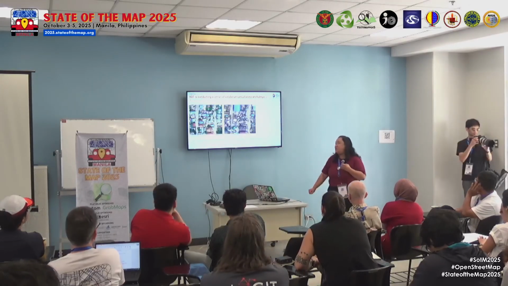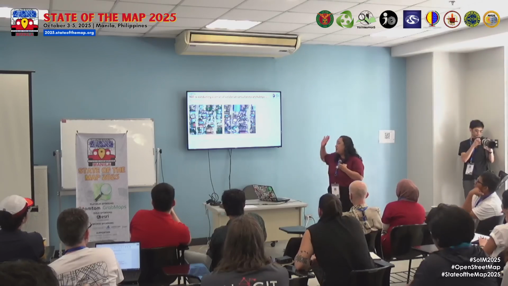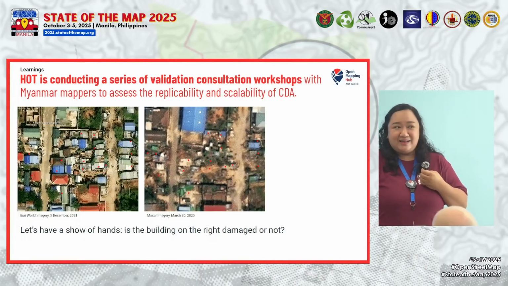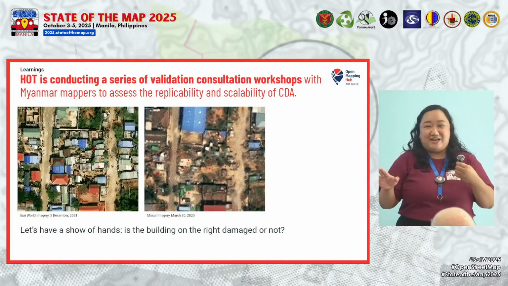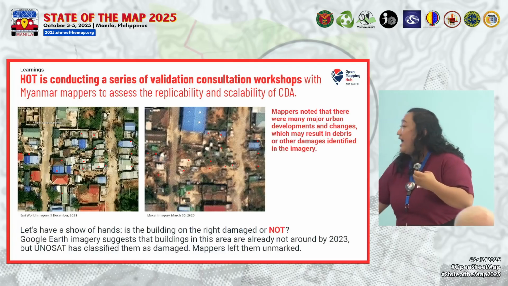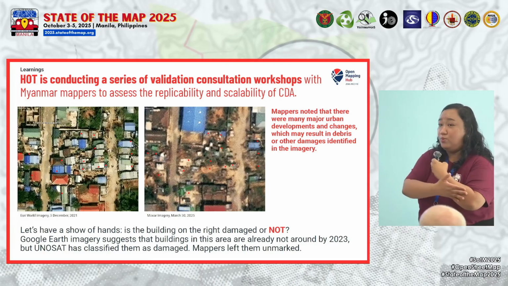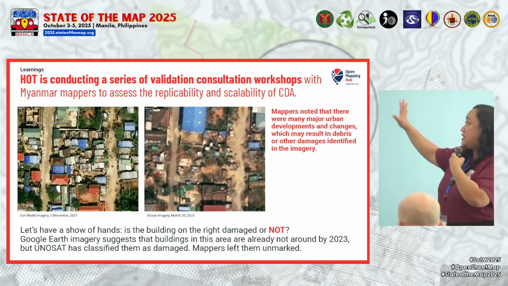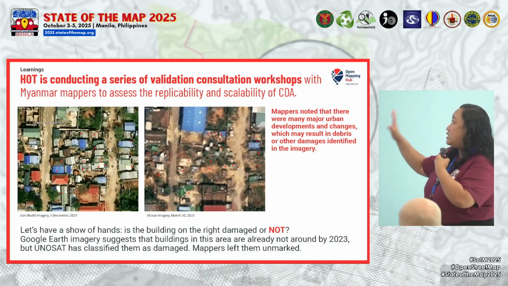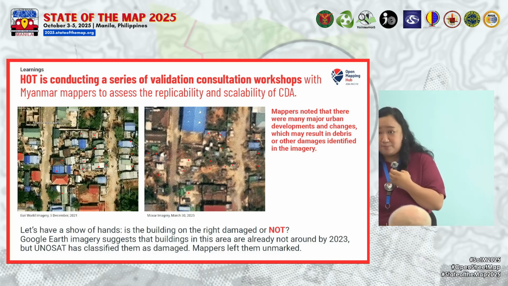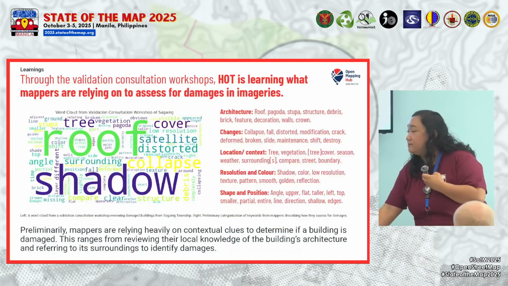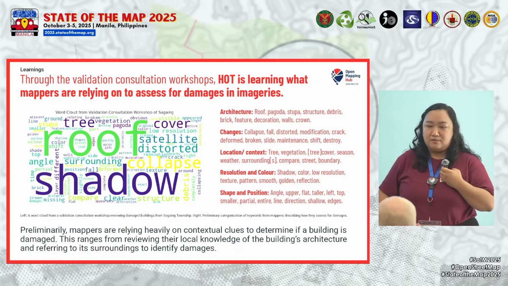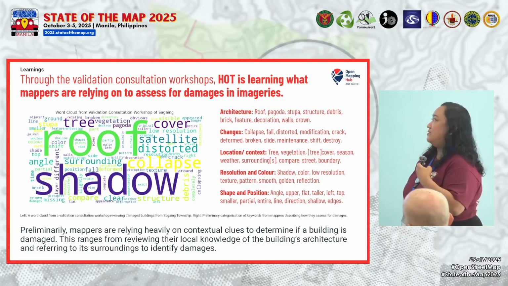Okay. For the next question, again a show of hands. Is the building on the right damaged or not? In 3, 2, 1. Okay, there's confusion among the answers. Actually, the answer is no. So mappers noted that although there seem to be missing buildings here in the post-earthquake image, it is because of the major urban developments and not because of the earthquake. The blue roofs are now on the ground. It's a clearing. Yes, that's correct.